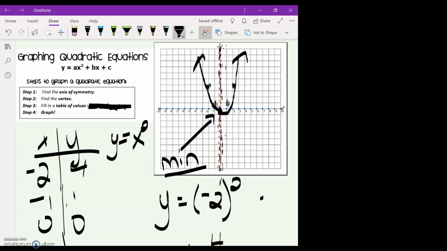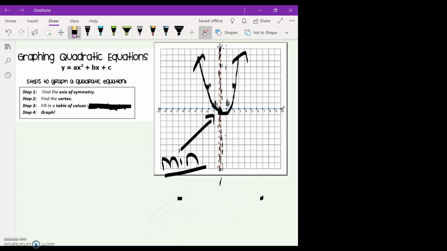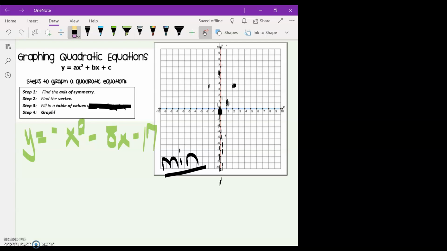I'm going to try another quadratic equation for you. This time it's going to be a little bit more difficult. It's going to require a little bit more mathematical processes using the table of values. So let's take a look, and this time I'll leave the function up. We're going to look at y is equal to negative x squared minus 8x minus 17. I'm using this function because it proved to be a little bit of a challenge to most of us on the assignment that was due yesterday.